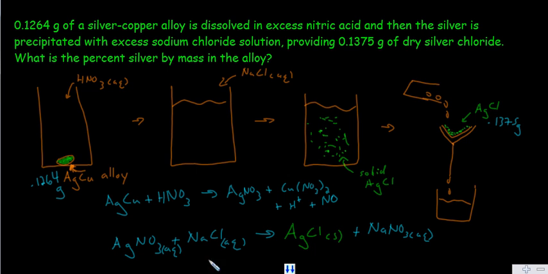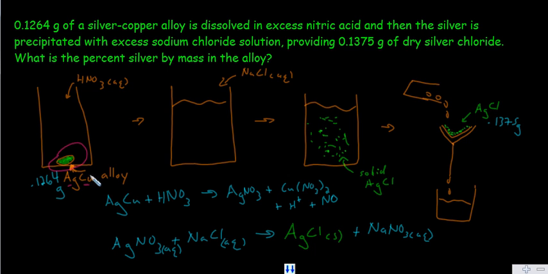So here you see we have this silver alloy, 1.1264 grams of this silver alloy. And the question is, what percent of all these grams is actually silver? In order to determine this, we want to isolate that silver from the copper.